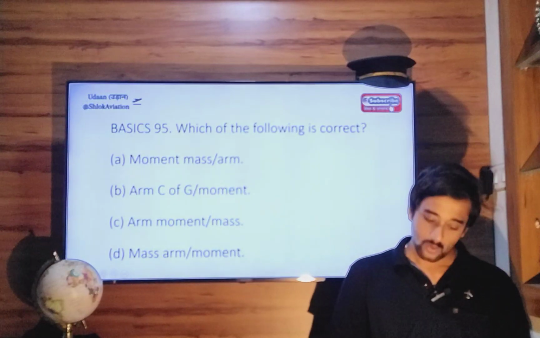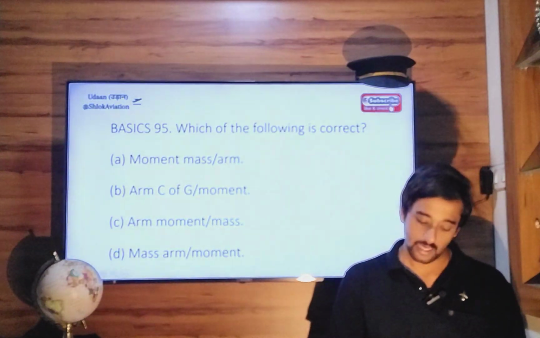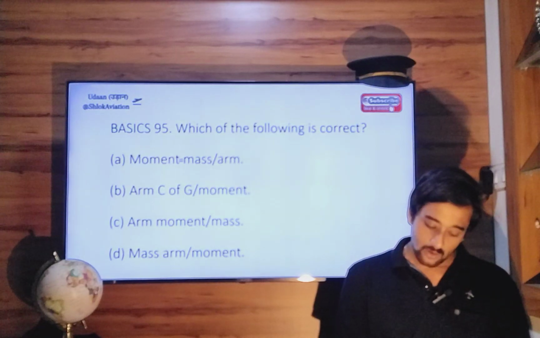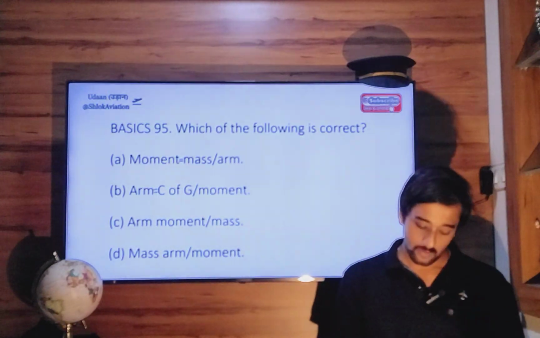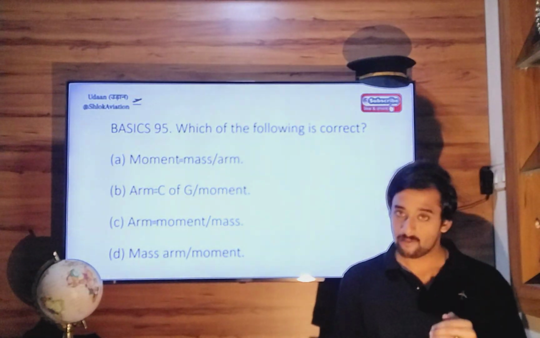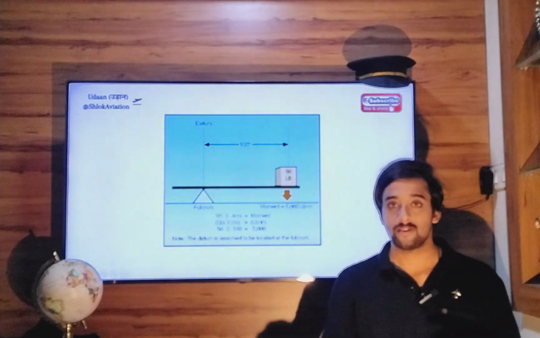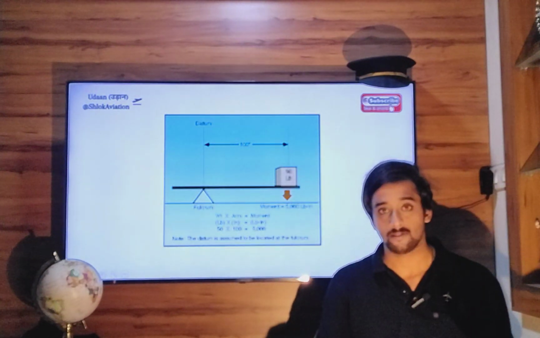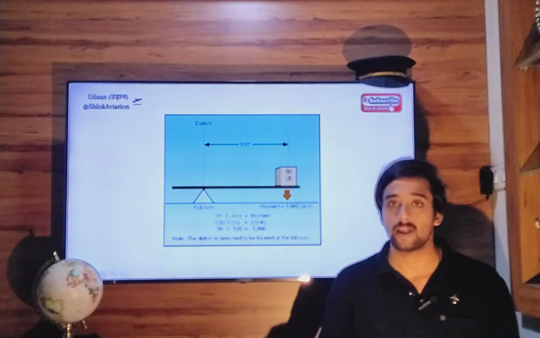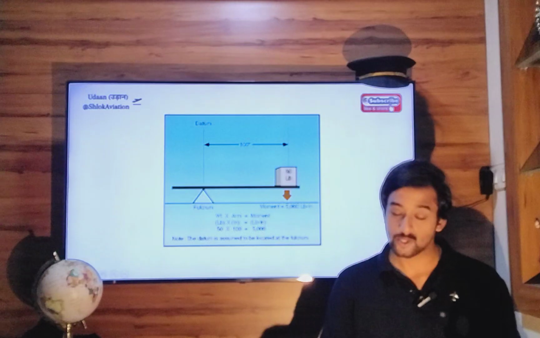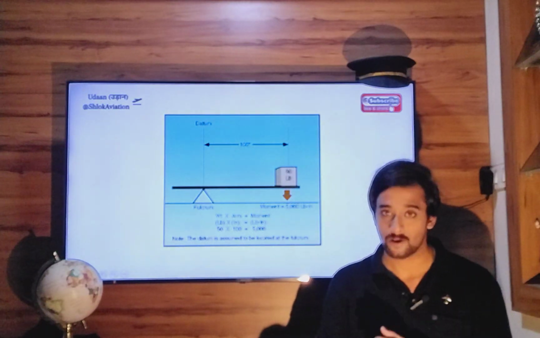Next. Which of the following is correct? Moment equals mass divided by arm. Arm equals center of gravity divided by moment. Arm equals moment divided by mass. Mass equals arm divided by moment. So whenever you start, if you haven't begun your flying training, you will definitely use this formula for the calculations of your center of gravity.